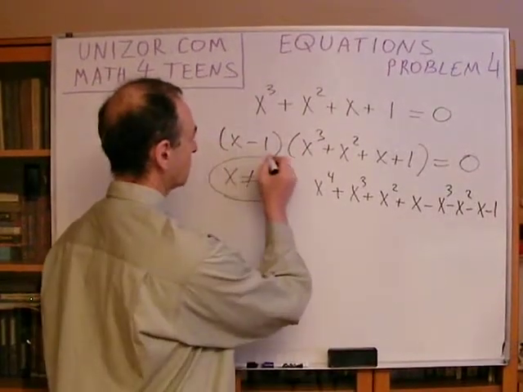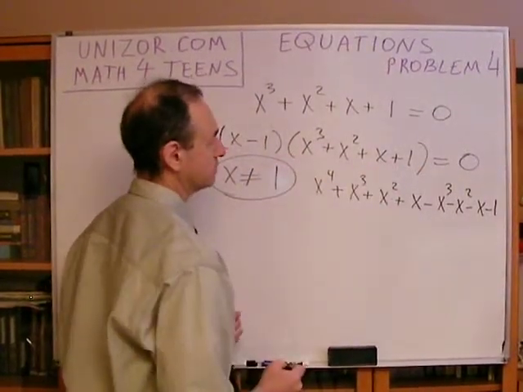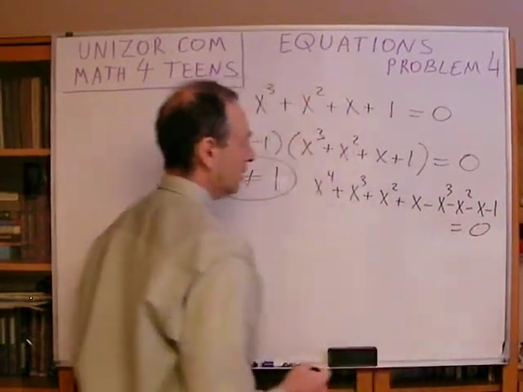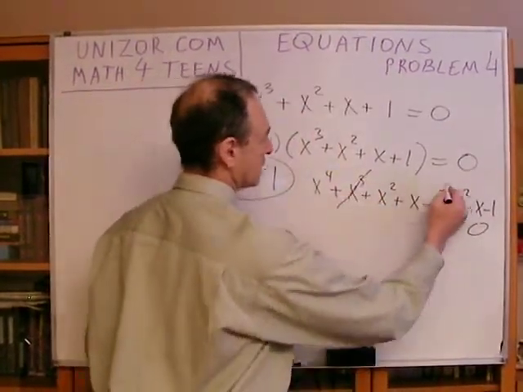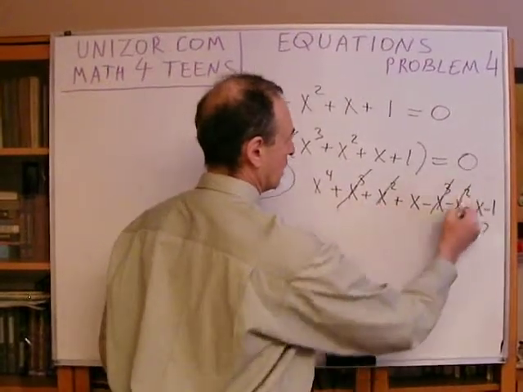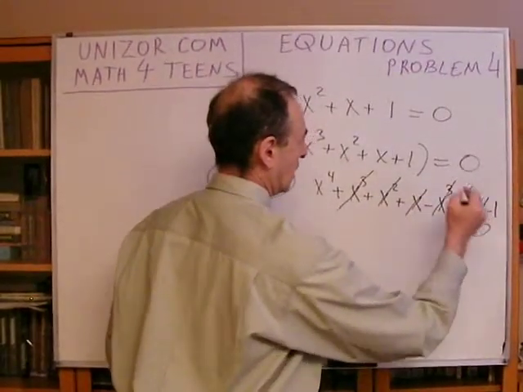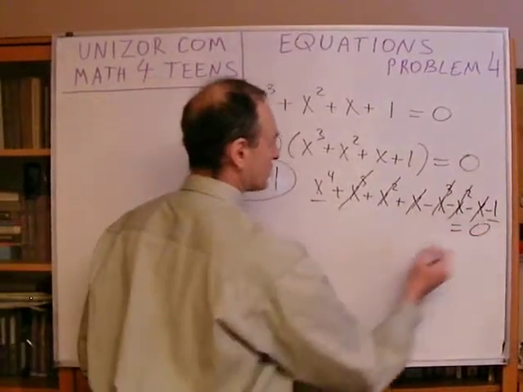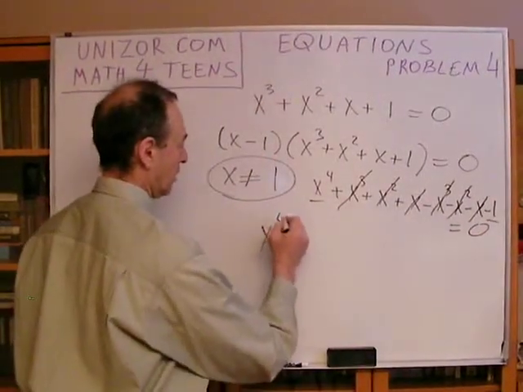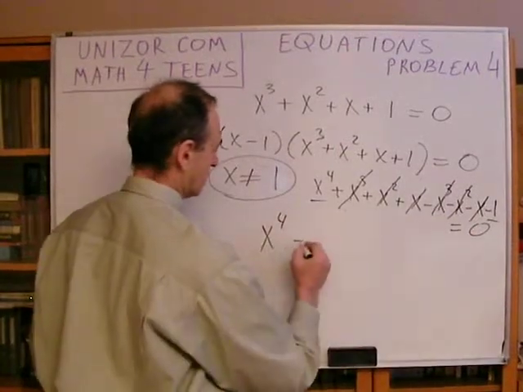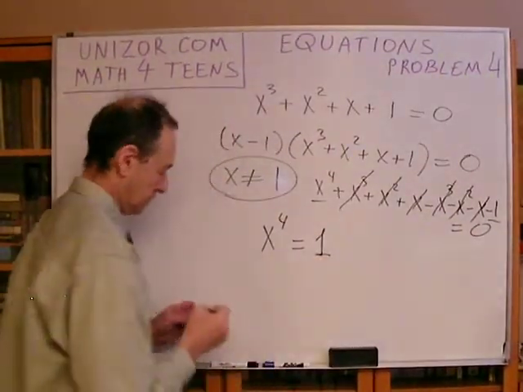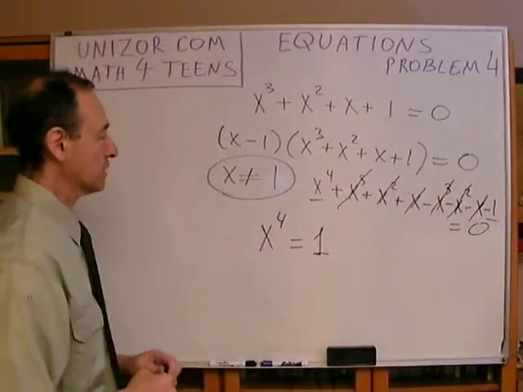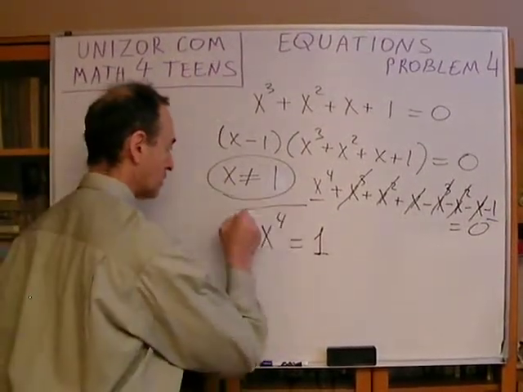That would be when I multiply minus 1 by these guys, right? And this is equal to 0. Now, obviously, this is reducible. And what do I have as a result? I have x^4 minus 1. So x^4 minus 1 equals 0, right? x^4 is equal to 1. So this is why I have multiplied by x minus 1 to get this equation.